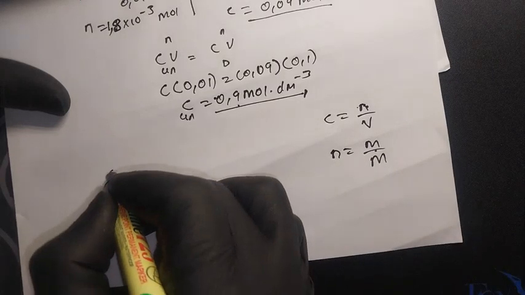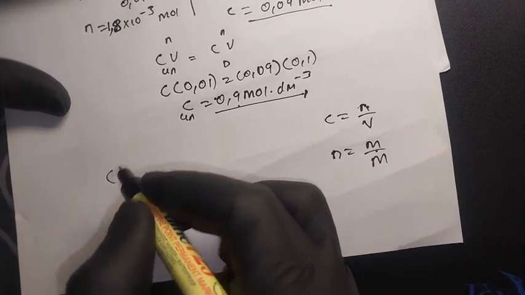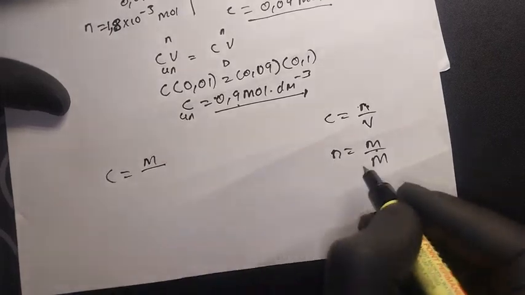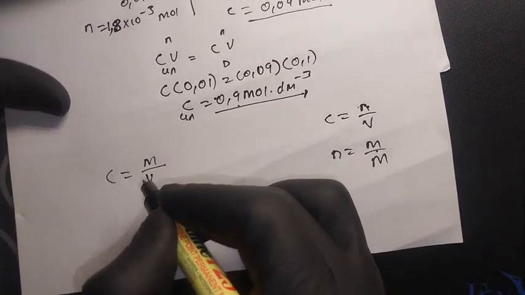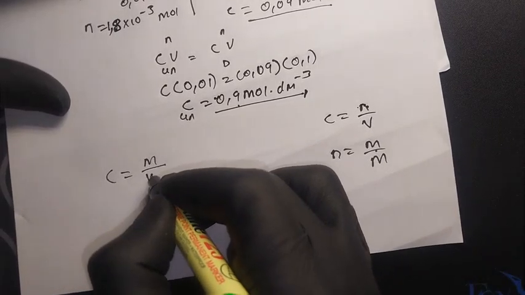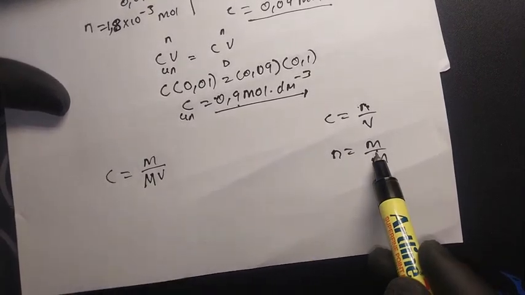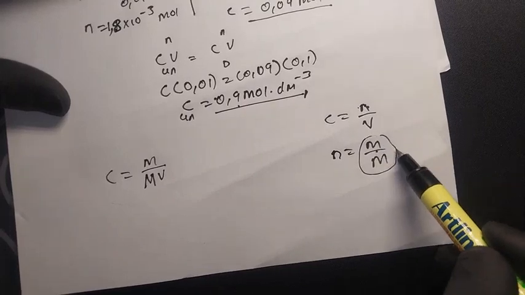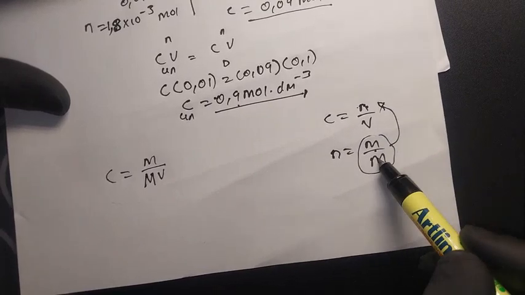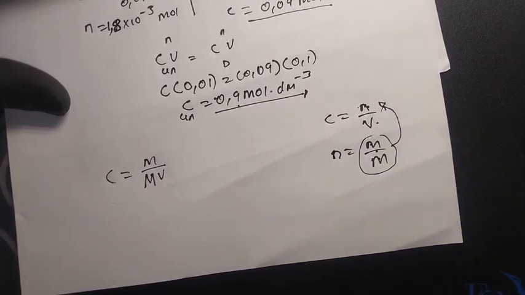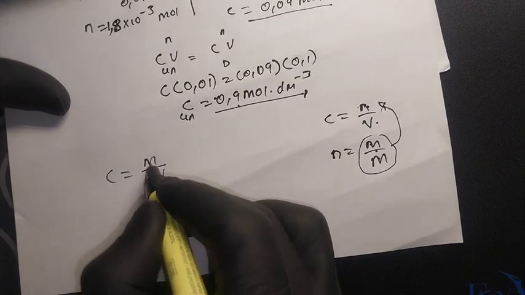It should be C equals m over MV. Let me just use MV so that it makes sense. This equation comes from this one. I took this and put it over here. This will go below, this will go at the top. So it's going to give you something like this. I'm looking for a mass.